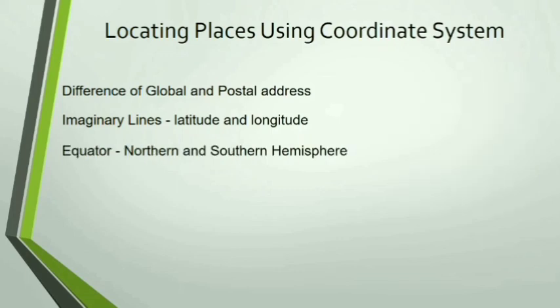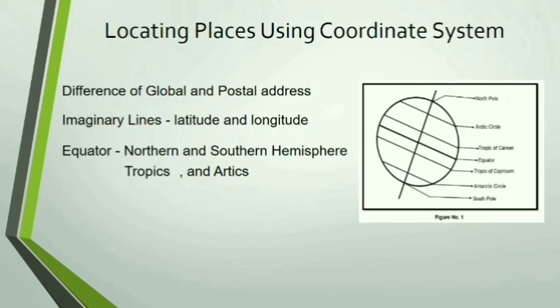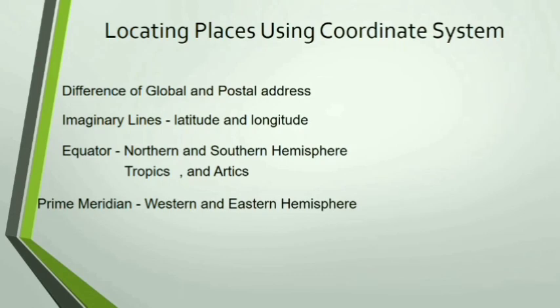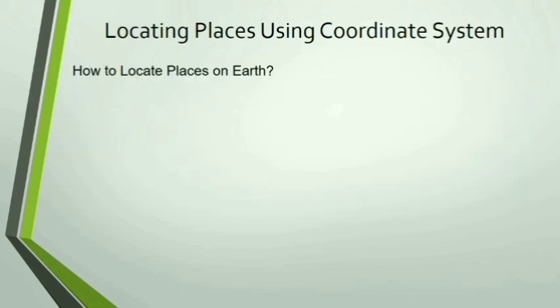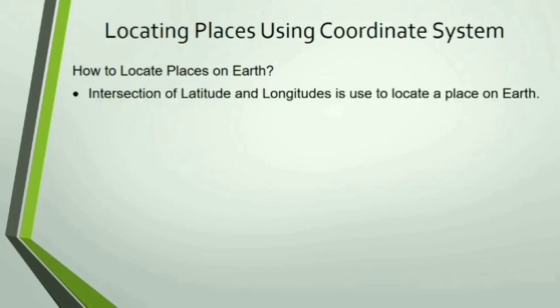We have the equator, which divides the Earth into northern and southern hemisphere, which has the tropics and the arctics. The prime meridian, which bisects the Earth into western and eastern hemisphere. And lastly, how to locate places on Earth. We locate places on Earth by getting the intersection of the latitude and the longitude.